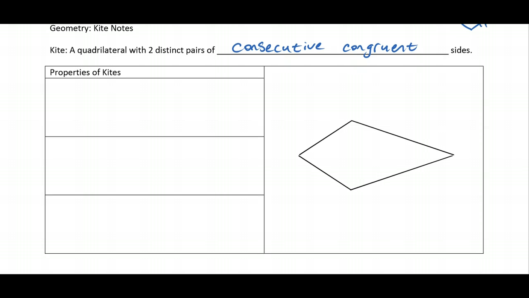Okay, so on top of that, it has some other properties as well. So we know consecutive sides are congruent. So this piece and this piece. And then three other special properties. So let's fill those in. The first one is exactly one pair of opposite angles are congruent.